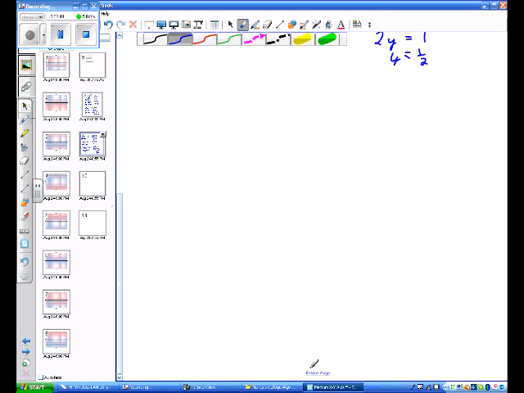Let's say that we have log base 3 of 1 over the square root of 3. And we want to know, what does that equal? Well, this means 3 to the x equals 1 over the square root of 3. Okay, we'd like to get these bases to be the same.